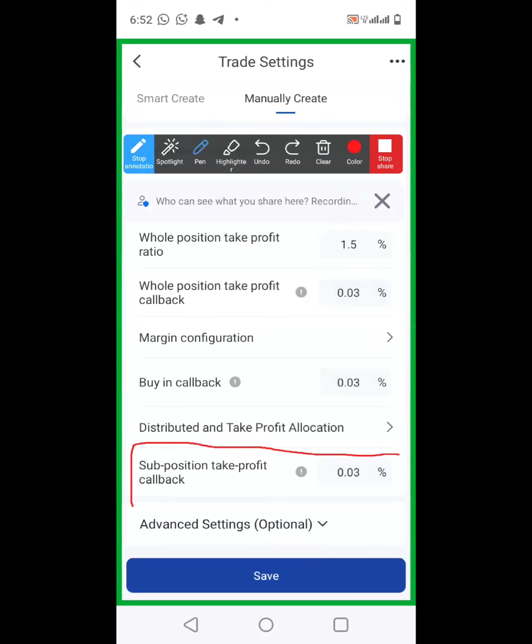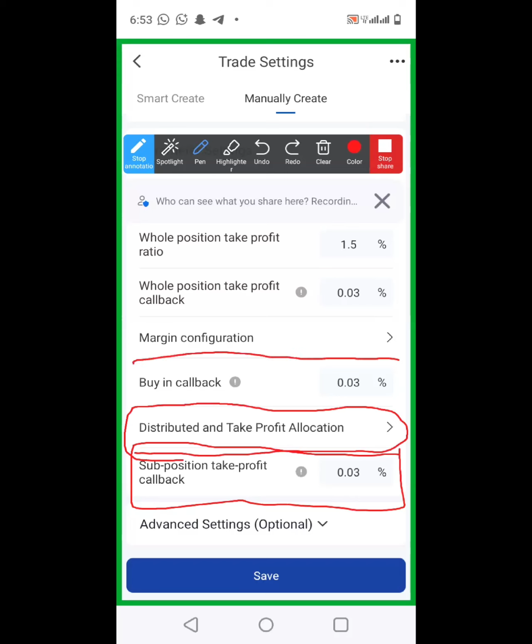This is the supposition take profit callback. Very, very simple. So that is the meaning of this. Now, we've seen the meaning of this distributed take profit allocation.